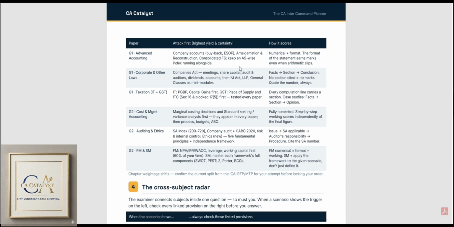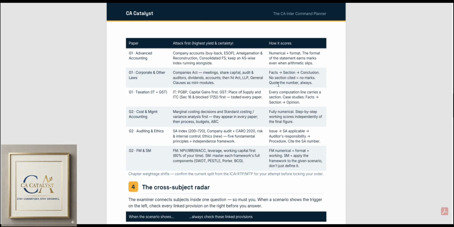Next is Group 1, corporate and other laws. In this, the highest yield is the Companies Act: meetings, share capital, audit and auditors, dividends, accounts, the NI Act, LLP, and general clauses as mini modules. Now the manner in which corporate law needs to be answered is fact. You have to write the fact. The fact will be given in the question paper.